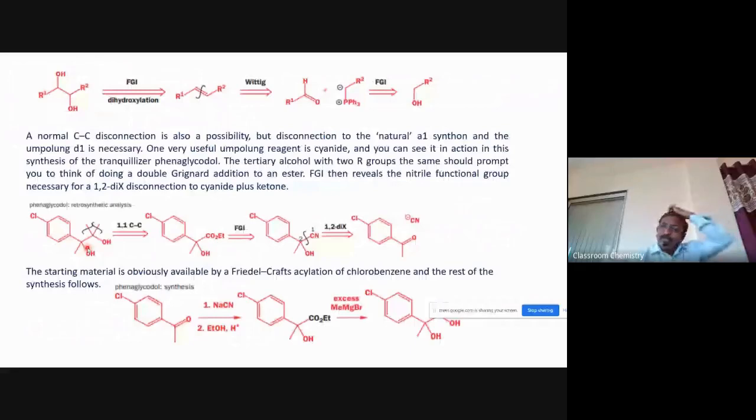Okay, now we can take one more example, and probably we will stop after this example, because we have a function at 11:30 and everyone should join. So if you observe, this is a 1,2-diol, right?